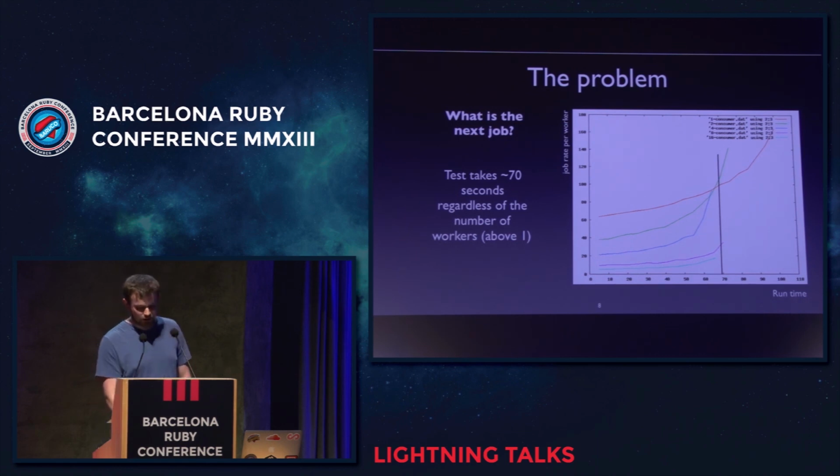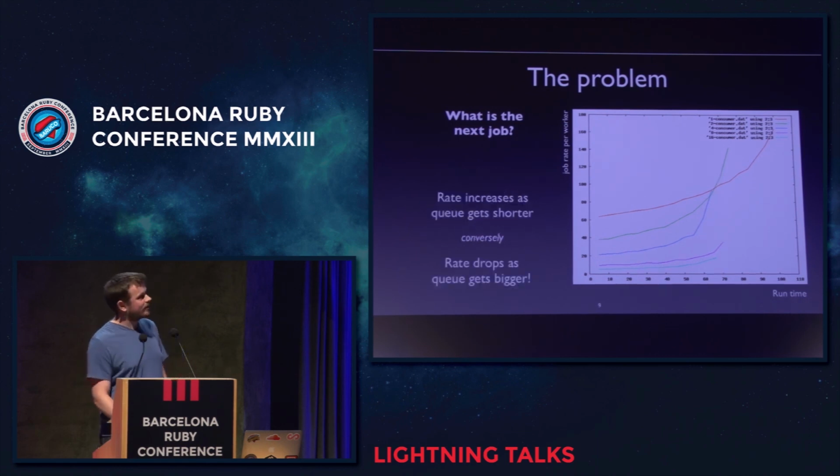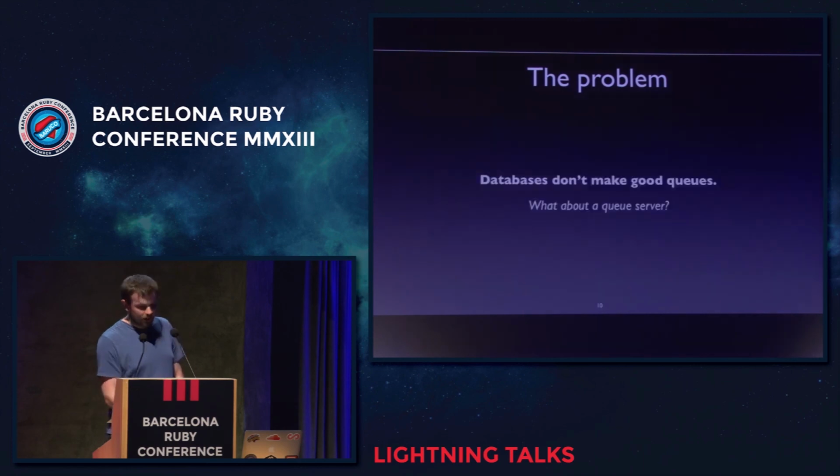And it turns out there's a kind of universal fact that databases don't make good queues because of the various locking and transactional things that go on inside. They're not great. But what about a queue server?